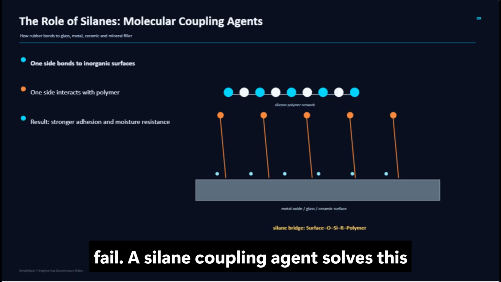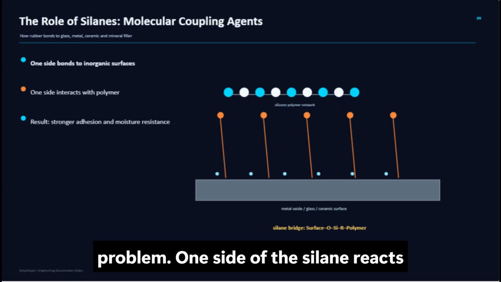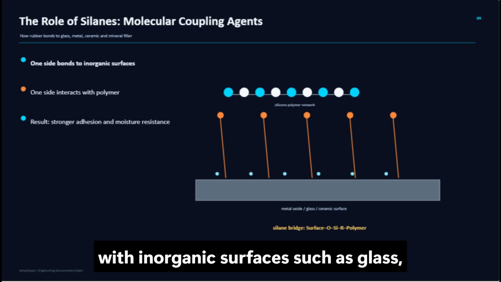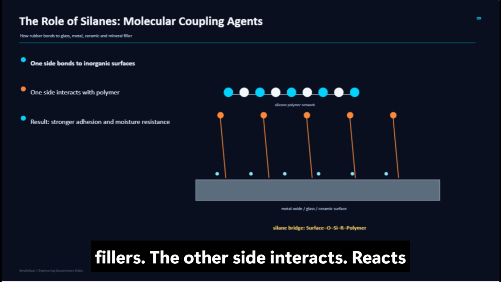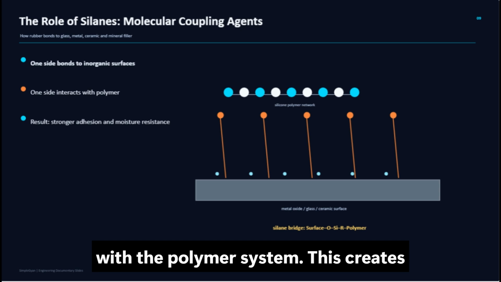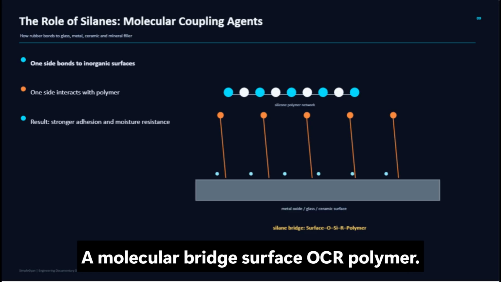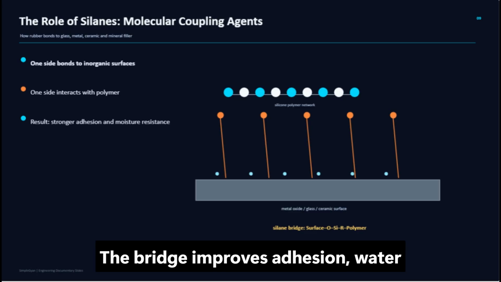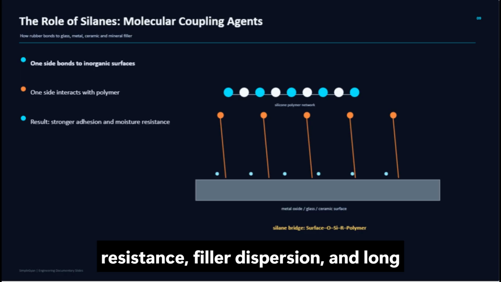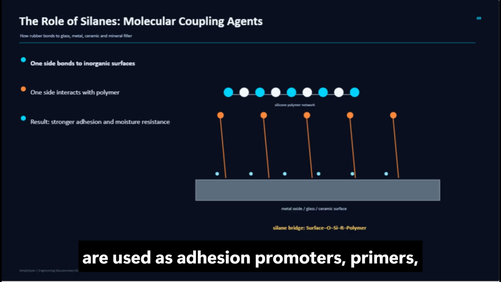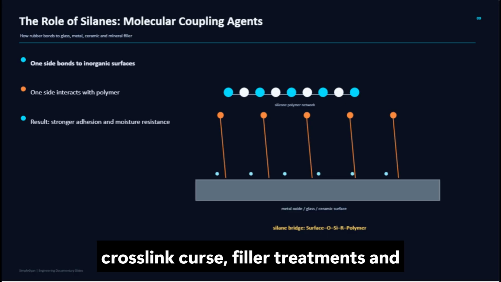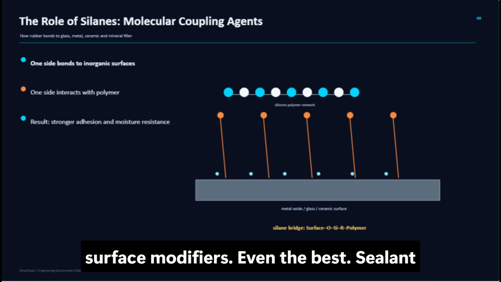A silane coupling agent solves this problem. One side of the silane reacts with inorganic surfaces such as glass, silica, metal oxides, and mineral fillers. The other side interacts or reacts with the polymer system. This creates a molecular bridge: surface, silane, polymer. The bridge improves adhesion, water resistance, filler dispersion, and long-term durability. This is why silanes are used as adhesion promoters, primers, crosslinkers, filler treatments, and surface modifiers.